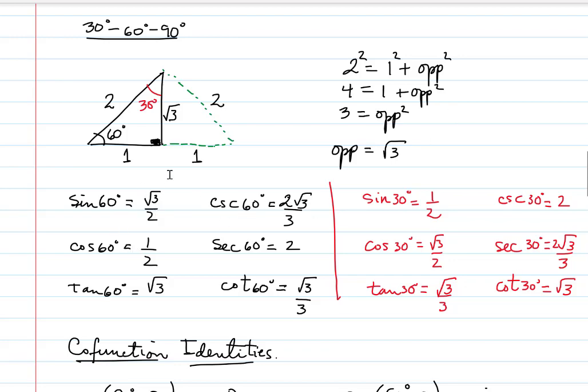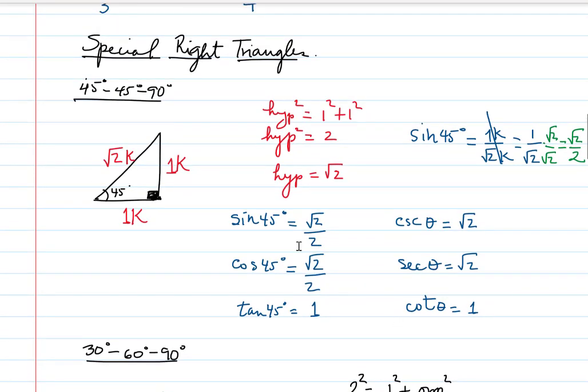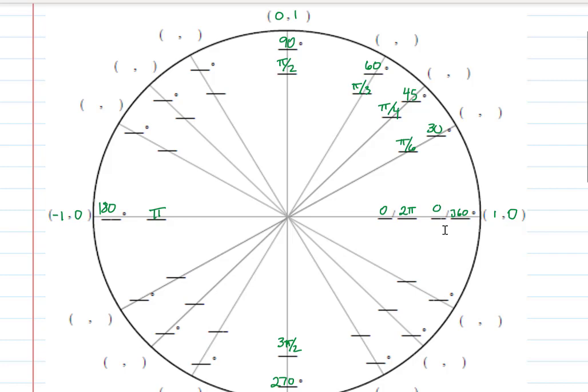So we can use these now as our ordered pair, since we've already done them here, and fill the rest of our unit circle here. So we'll start with the 45. 45, that's square root of 2 over 2. Square root of 2 over 2.